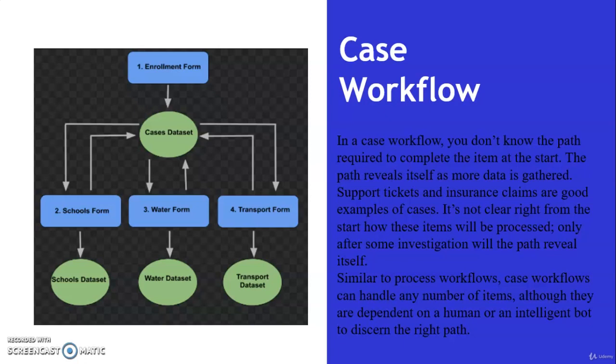So as the data is gathered, as the user input is gathered, as the feedback is taken, as the iterations are made, the path reveals itself as to which path you should take or how you should proceed towards achieving your final software goal or your final product goal, right? Let's say support tickets and insurance claims are again a good example of these cases.